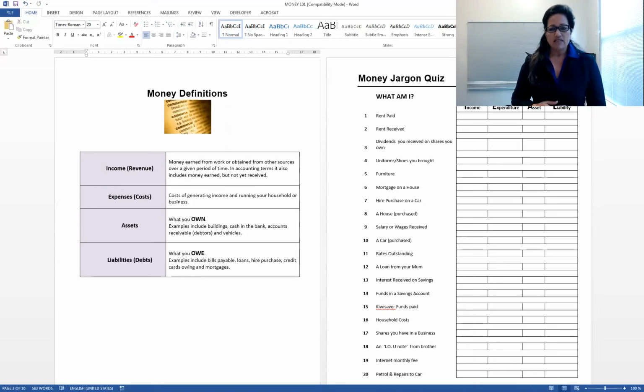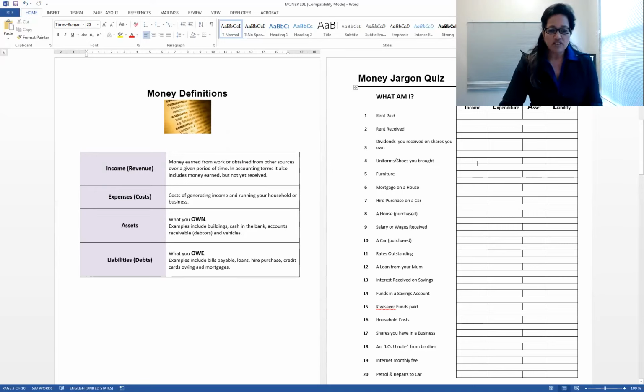The other thing to consider when you're looking at money jargon is there's this grey line sometimes between assets and expenses. And we have a good example here, which is the one about uniforms and shoes that you can buy or that you bought. So number 4 on the workbook, uniforms, shoes you bought.